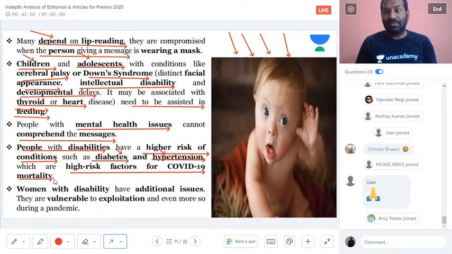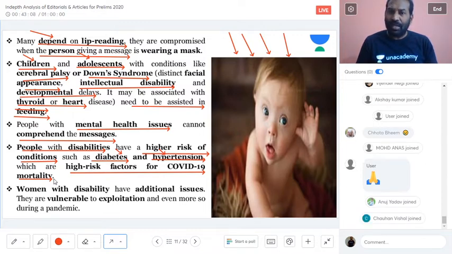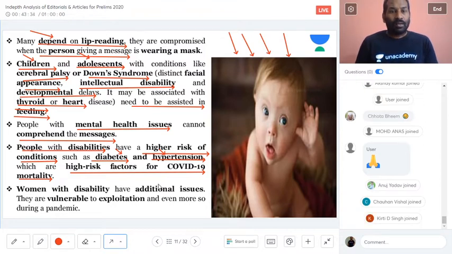Why do persons with disabilities have to be taken care of? Because they are highly prone to gradually become diabetes patients and hypertension patients. And apart from PWD, even a normal diabetes patient and hypertension patient is maximally affected, having a high risk factor for COVID-19. So a normal human being with diabetes and hypertension is prone to a high risk factor for COVID-19 mortality. I'm talking not about infection but mortality, that means deaths because of SARS-CoV-2 infection. So look at the way persons with disabilities would be at higher risk.